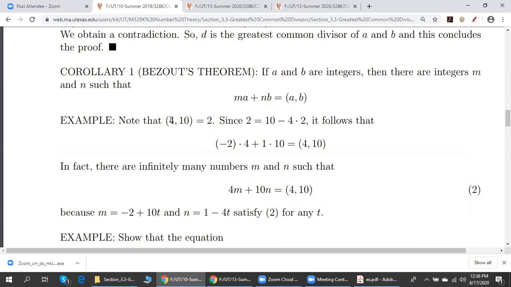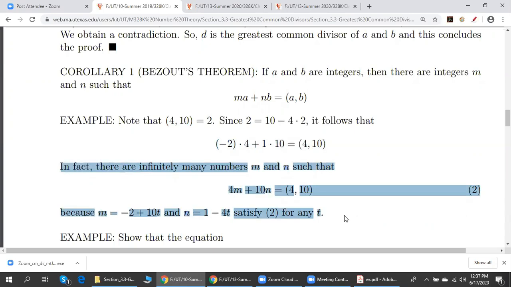Example. The greatest common divisor of 4 and 10 is 2. Since 2 is equal to 10 minus 4 times 2, the greatest common divisor of 4 and 10 is an integer linear combination of 4 and 10. Negative 2 times 4 plus 1 times 10. By the way, there are infinitely many integers that satisfy this. Here we have one out of infinitely many possibilities.